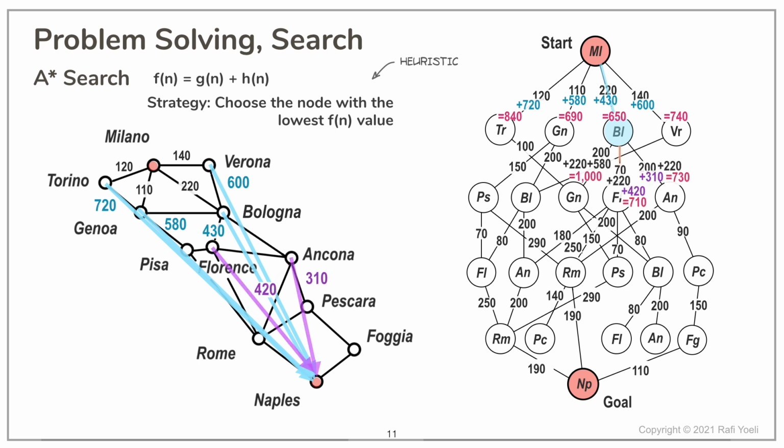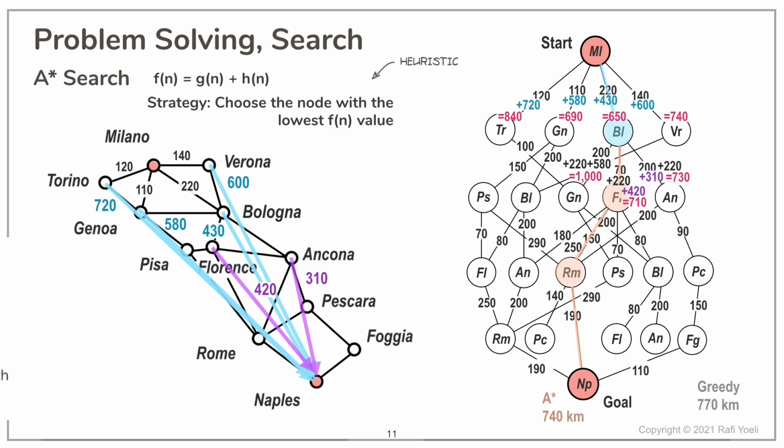From Bologna we have Bologna to Genoa, f of n is 220 plus 200 plus 580, equals 1000. Bologna to Florence, f of n is 220 plus 70 plus 420, equals 710. Bologna to Ancona, f of n is 220 plus 200 plus 310, equals 730. So we choose Florence, and from there, all that remains is to drive to Naples via Rome. The total driving distance is 220 plus 80 plus 250 plus 190, equals 740 kilometers.